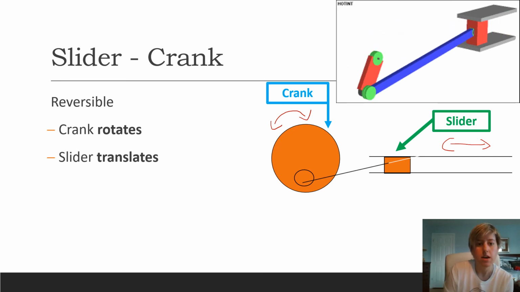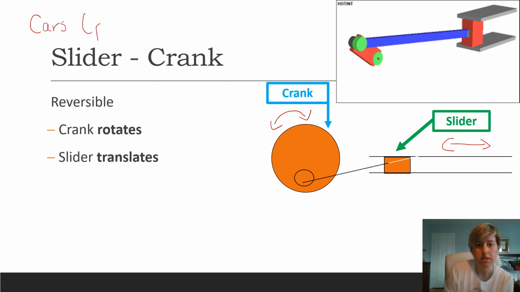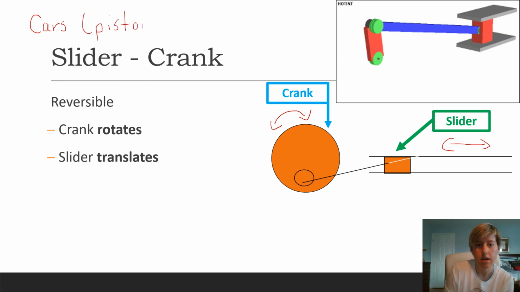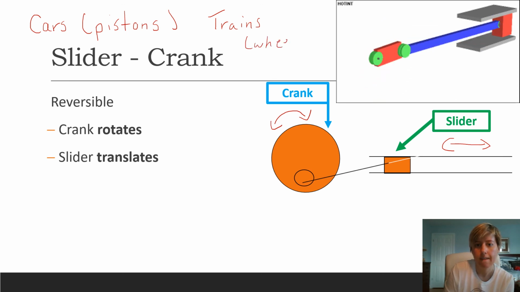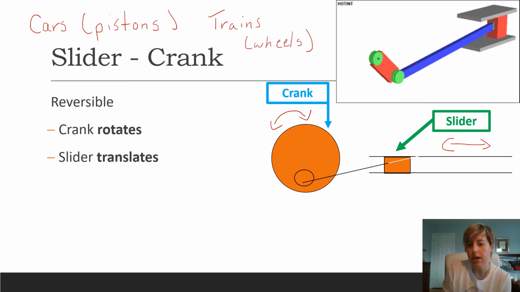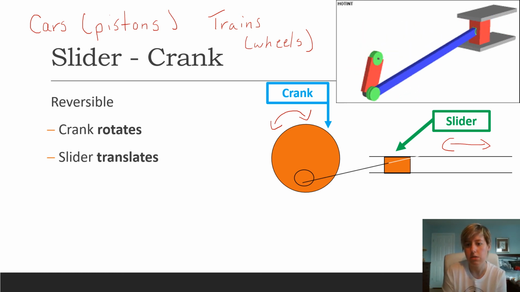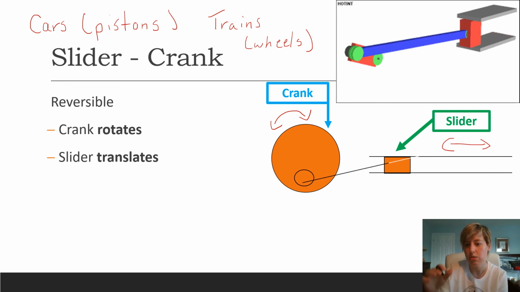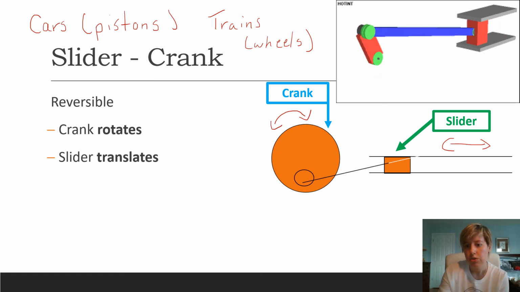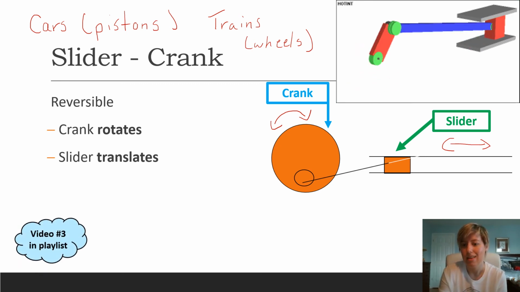Where would we find slider crank systems? We would find them in cars, in the pistons found inside our engines, and we would also find these in trains for the wheel components. Because the slider is in a track, one of the things that you have to do here is that it has to be lubricated with some sort of oil to reduce the friction. To see an example of a slider crank system, you would check out video 3 in this playlist.